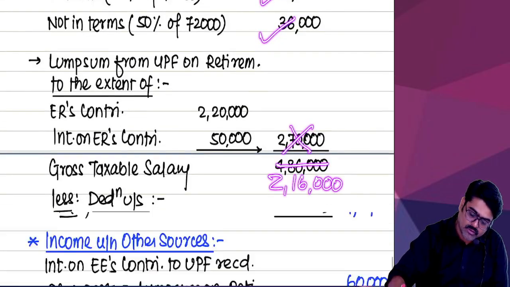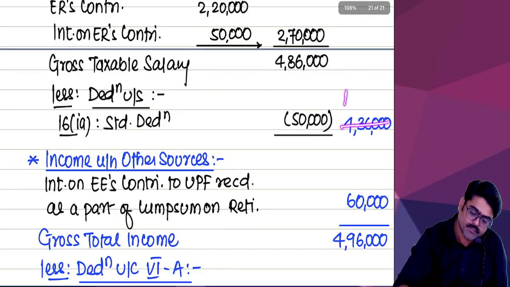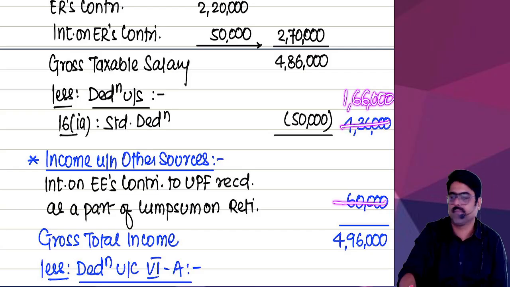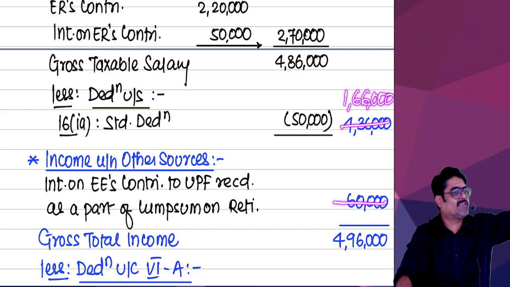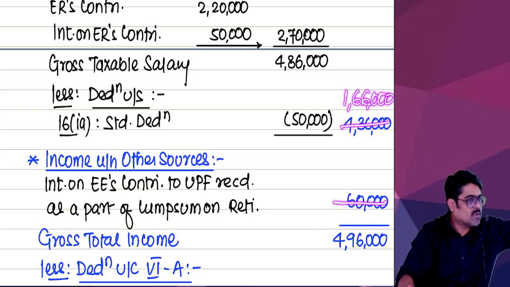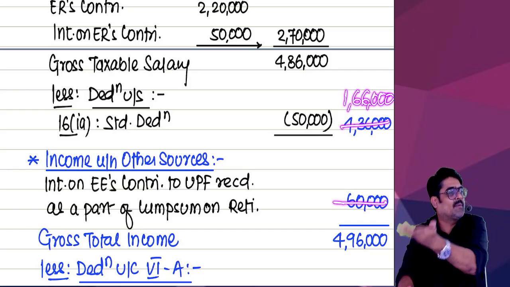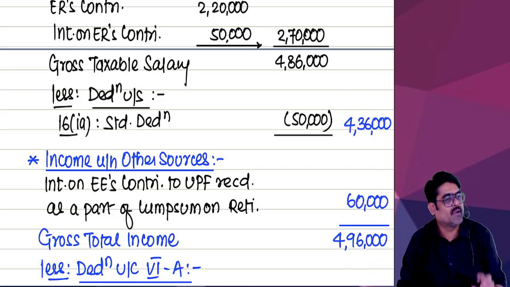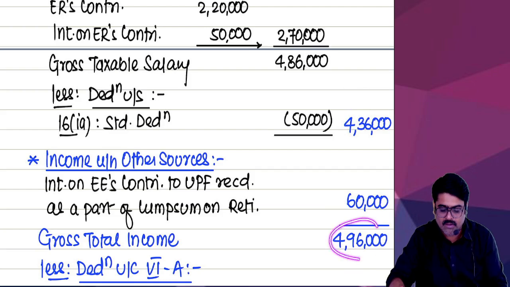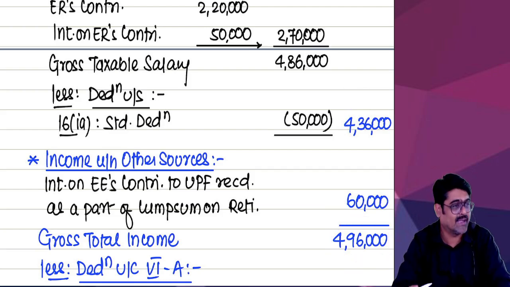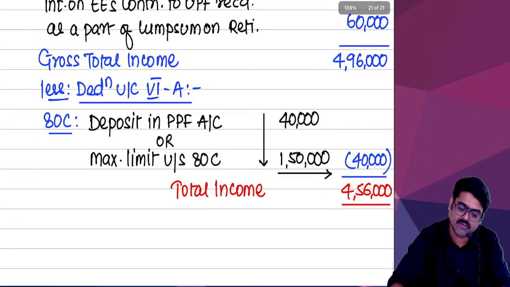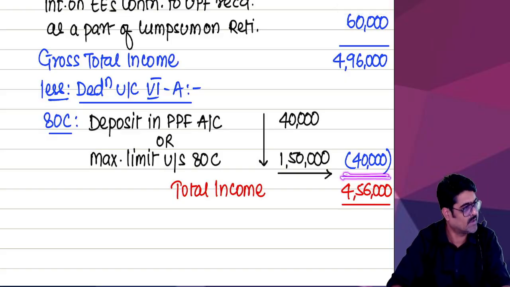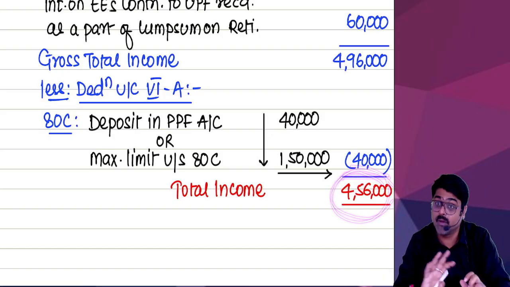2,16,000 minus 50,000 is 1,66,000. IFRS will not come at all, because that entire 6 lakh is exempt. So out of that 6 lakh, this much amount will not be taxable under the head IFRS. IFRS nil. So what will be your GTI? 1,66,000. Out of that, will you take chapter 6 deduction? 40,000, yes, 40,000 will come, no? Then 1,26,000 will be your final answer.